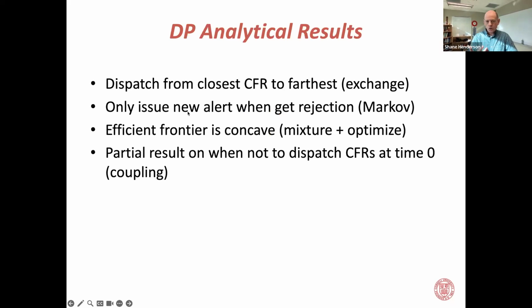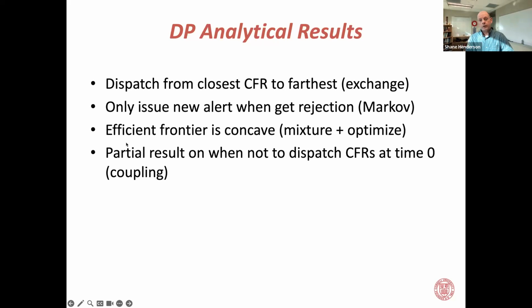If we had to assume Markov everything, right? So everything's exponentially distributed, all that kind of stuff. From that perspective, you would only issue new alerts when one of your alerted volunteers declines. So that's the second point, and that's just the usual Markov property for policies.